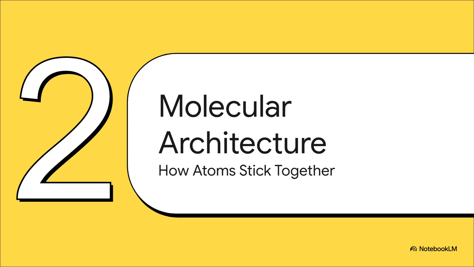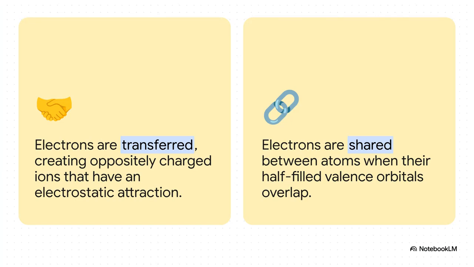All right, so we have our building blocks, we have our Legos, but how do they actually connect to create everything from a simple drop of water to a complex protein? Well, that's all about molecular architecture. Atoms have two main ways of sticking together. First up, you've got the ionic bond. This is where one atom basically just gives an electron to another. This little transfer creates opposite charges, a positive and a negative, and they attract each other like tiny magnets.